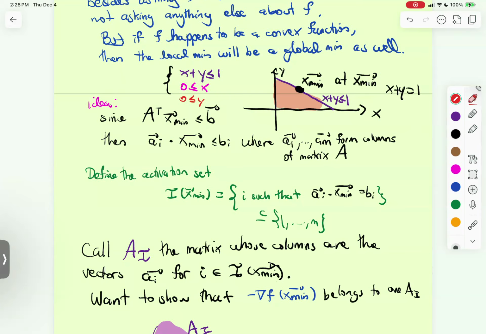All I'm saying is that the activation set just keeps track of those inequalities that are actually achieved at the min. If that makes sense. For those inequalities that are achieved at the min, you make a smaller matrix whose columns consist of these vectors where everything is activated.